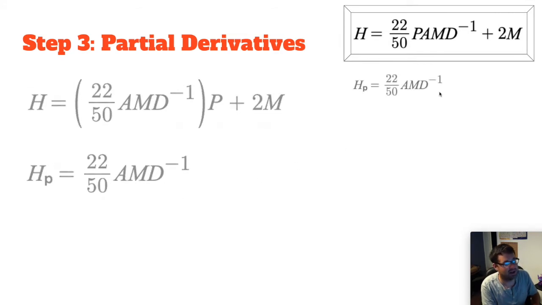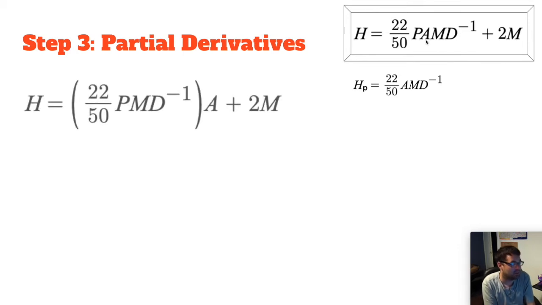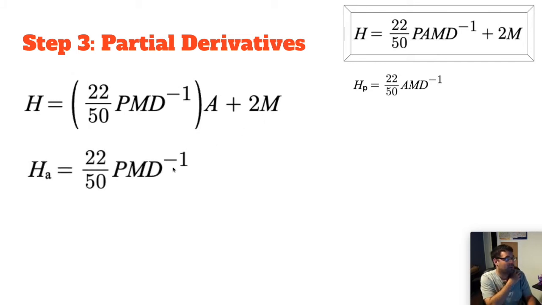Let's take a look at the partial derivative with respect to A. We regroup, so we use the commutative and the associative properties of multiplication. Now this falls into the same boat as P, where it's to the first power, so we bring down the coefficient. Don't have to worry about it because it's just a 1, and then it disappears. 2M is just a constant in this case. So the derivative with respect to A is 22/50ths PMD to the negative 1.